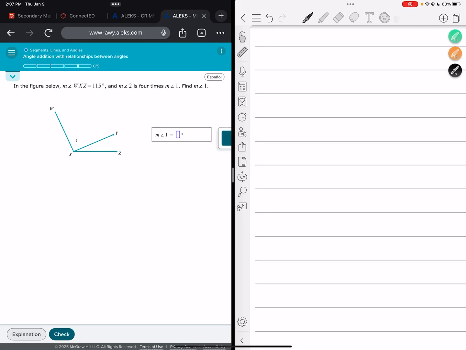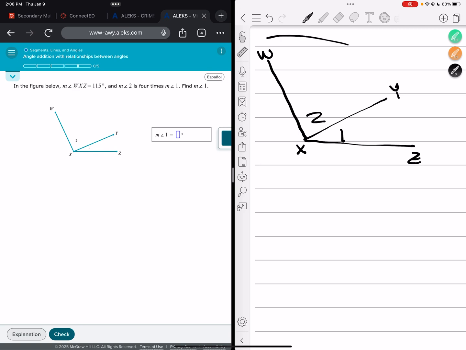Okay, so when I look at this angle, I see I have these two angles, WXZ with Y in between. This is angle 2 and this is angle 1. They're telling me WXZ, or in other words, the entire angle, is 115 degrees. It's also telling me that this angle 2 is 4 times the size of 1.